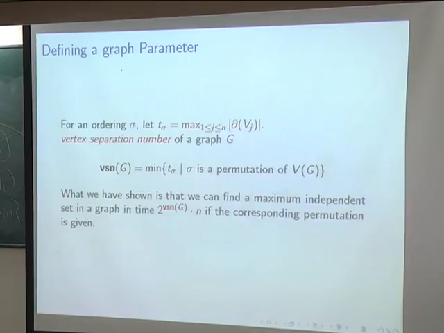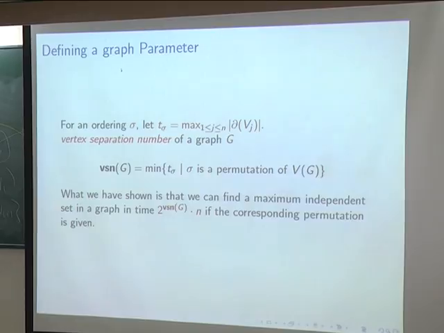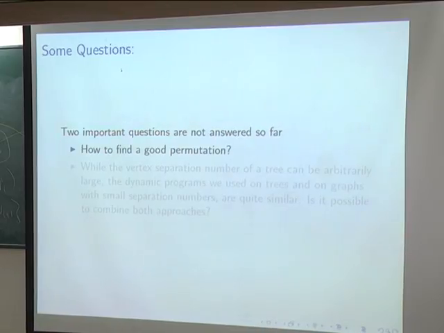And what we have shown is that we can find a maximum independent set in the graph in time 2 to the power vertex separation number and some big O, if the corresponding permutation is given. So if you give me the corresponding permutation, then we can do these things. Okay. So two important questions are not answered so far. How to find a good permutation? How to find a permutation which minimizes this? This is a good question.